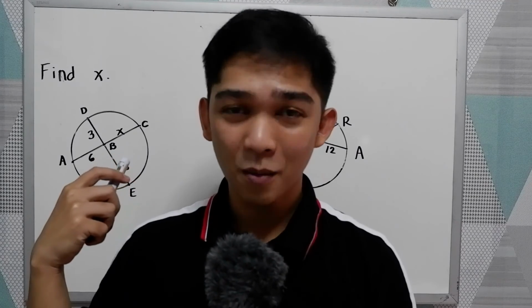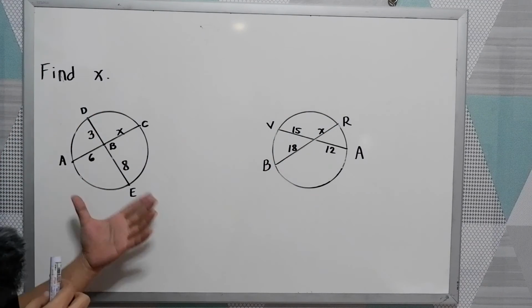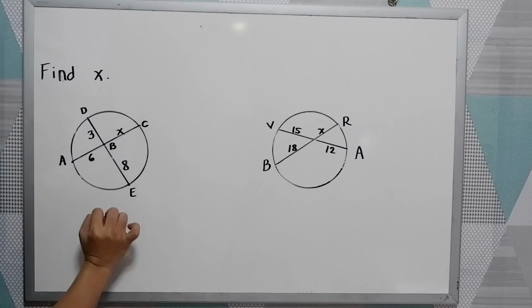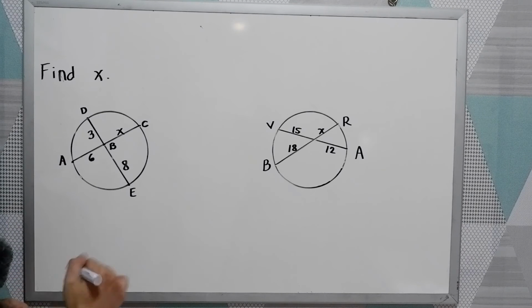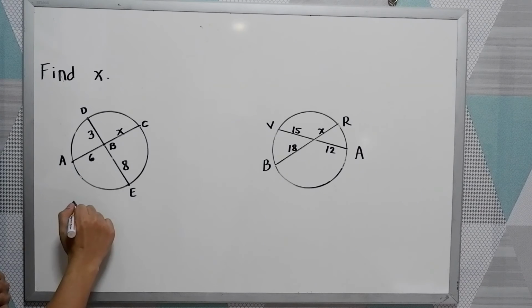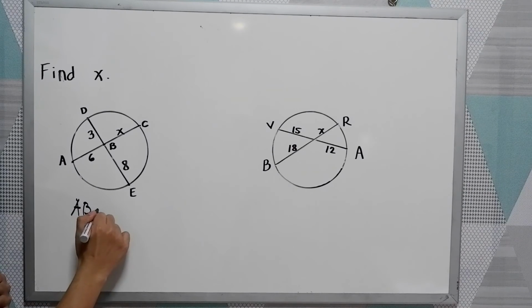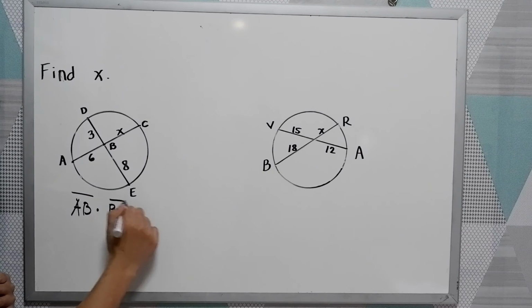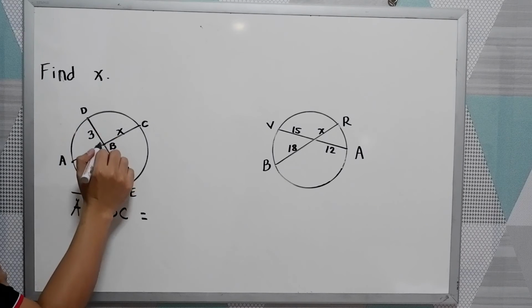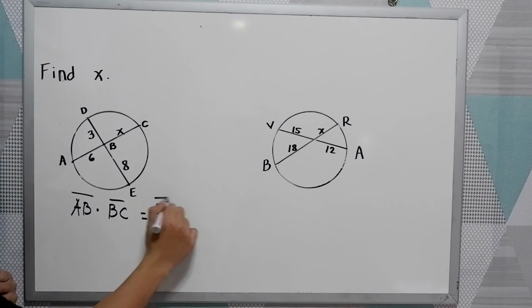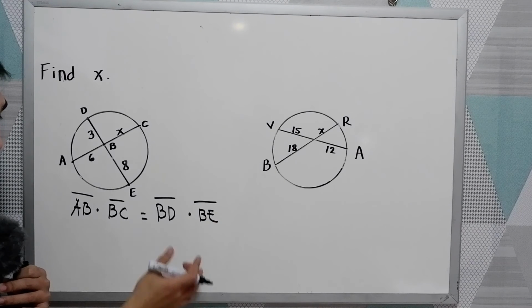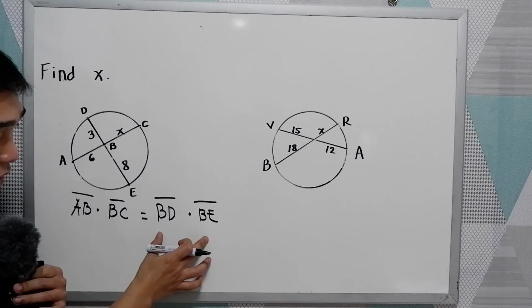Now let us solve the following problems. Find x given the circle and the chords. We have AC and BE. So solving for x, we have the theorem: AB times BC is equal to BD times BE. Okay, this is our formula according to our theorem.